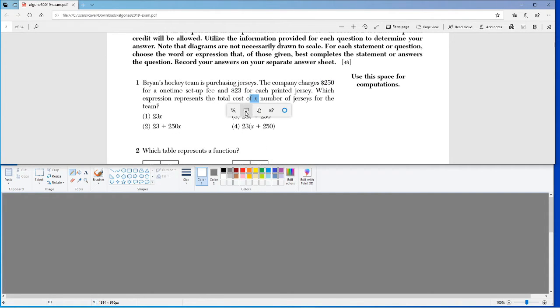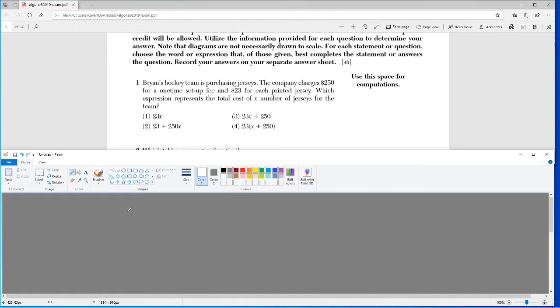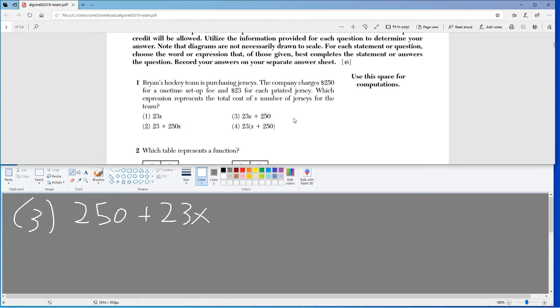So it'd be 250 plus 23x, which is choice 3. So that's for that one.